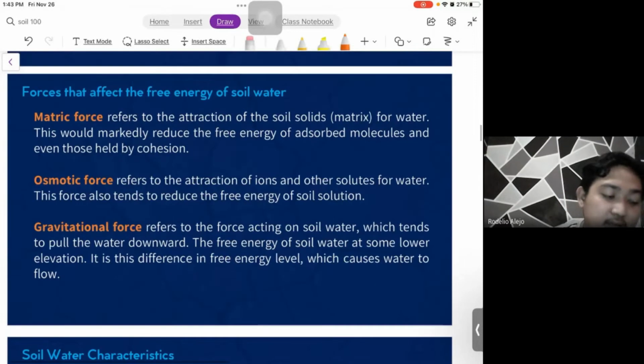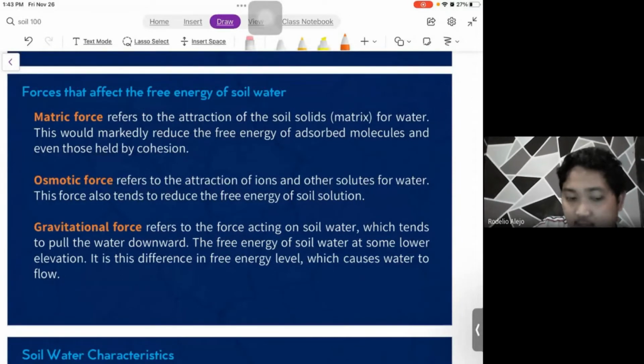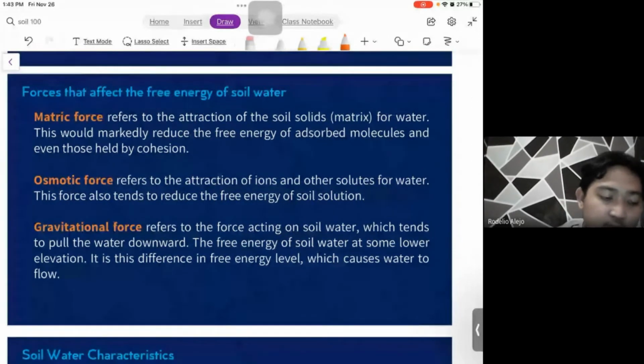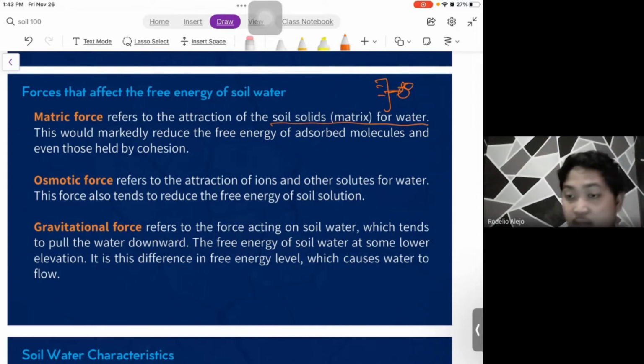So these are the different forces that affect the free energy of soil water. We have the matric force, the osmotic force, and the gravitational force. The matric force refers to the attraction of soil solids for water. So yung attraction ng matric force is, for example, ito yung soil natin, then ito yung mga water molecules natin. So their attraction, solid to water, is what we call the matric force. So yun yung energy na nag-hold ng water.